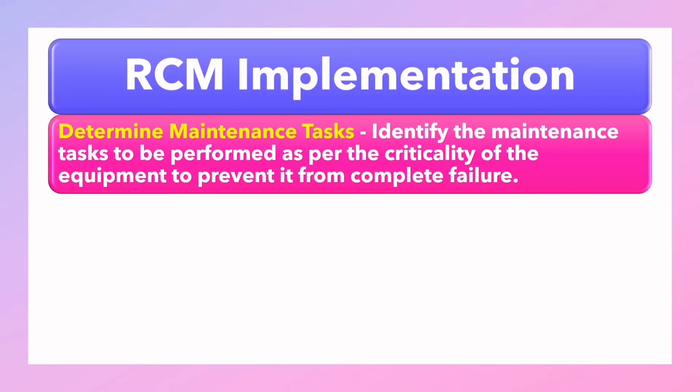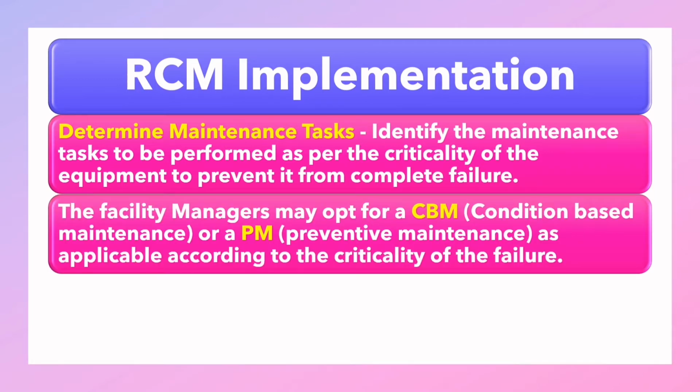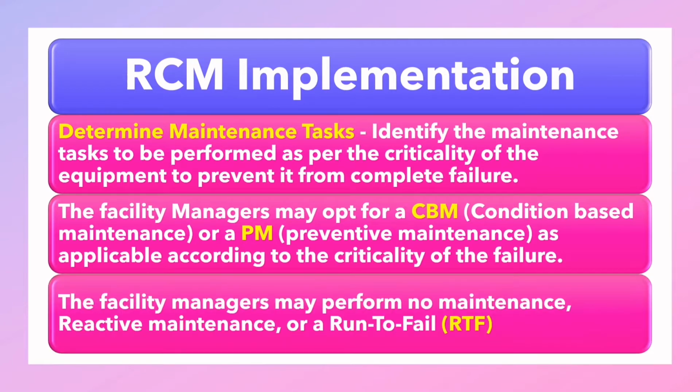Determine maintenance tasks. Identify the maintenance tasks to be performed as per the criticality of the equipment to prevent it from complete failure. The facility managers may opt for a CBM, which is called condition based maintenance, or a PM, preventive maintenance, as applicable according to the criticality of the failure. The facility managers may perform no maintenance, reactive maintenance, or a run to fail.